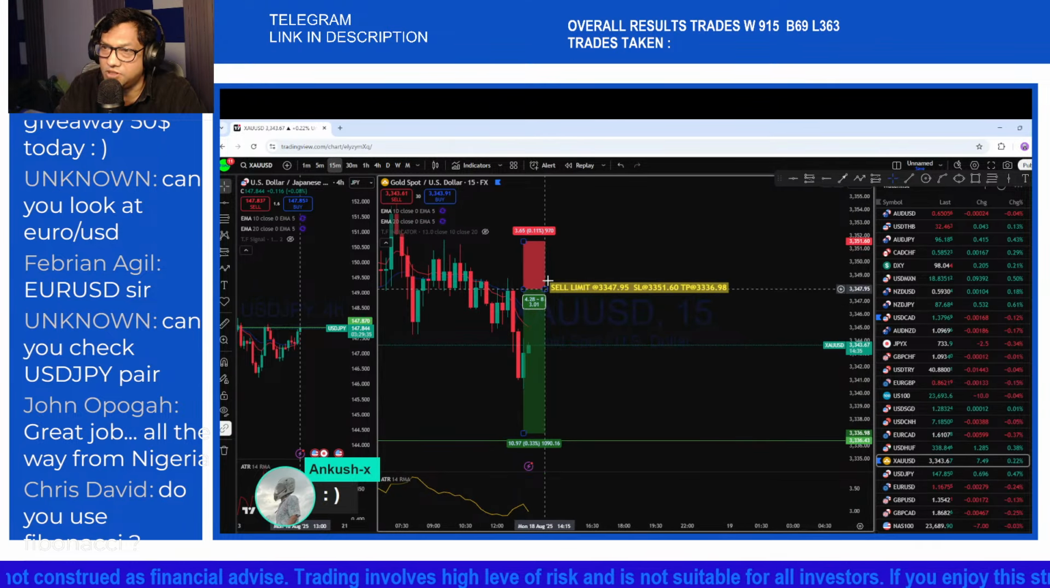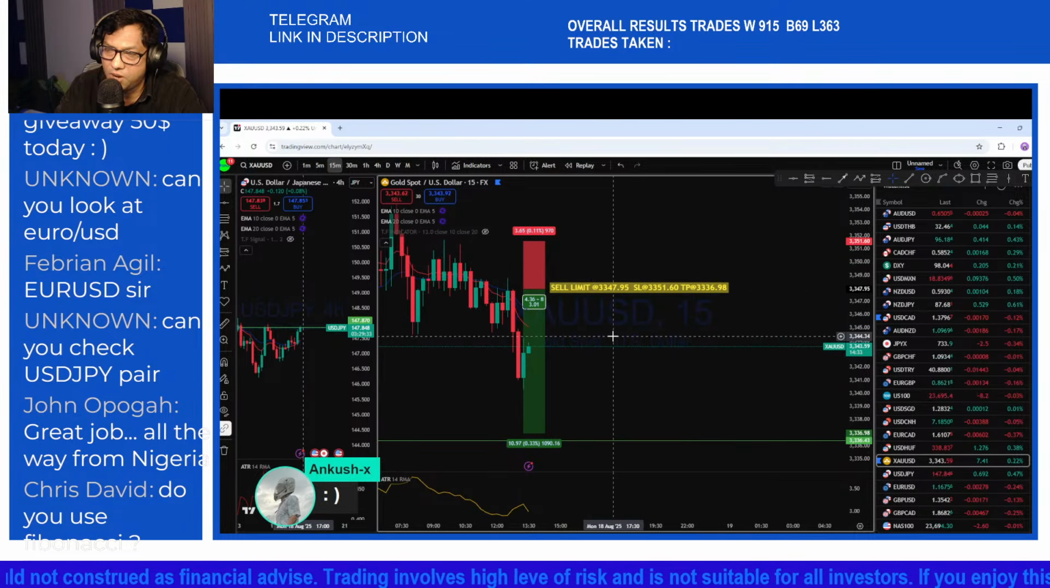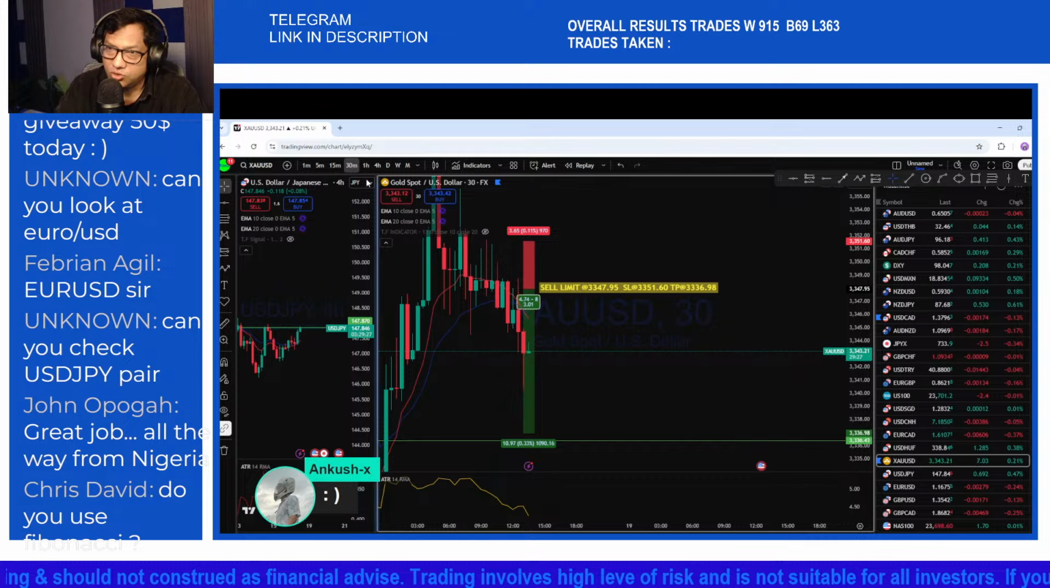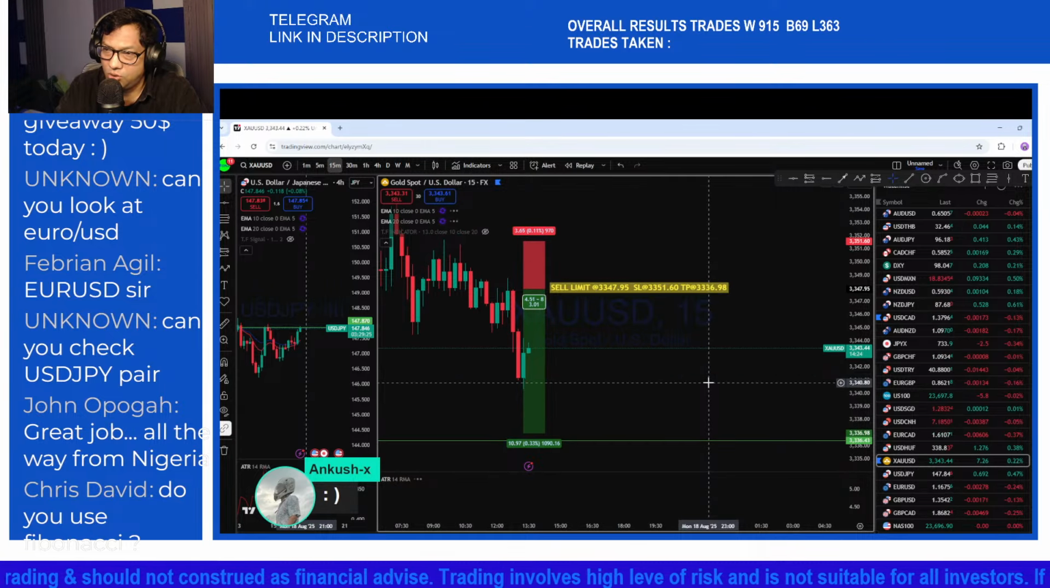Here is the 15 minutes again. We might see that potential bounce back to the upside here, expecting it to go back again to retest that level and then to return back again to the long-term support level.